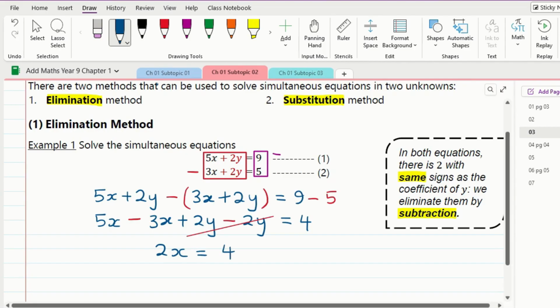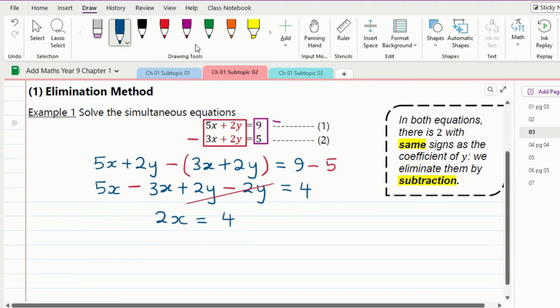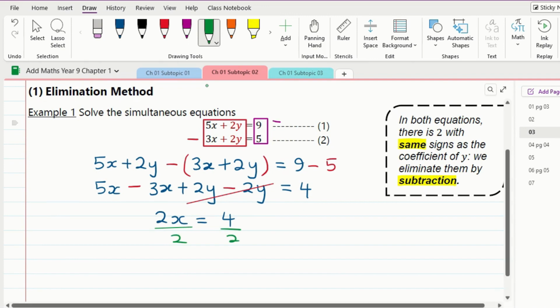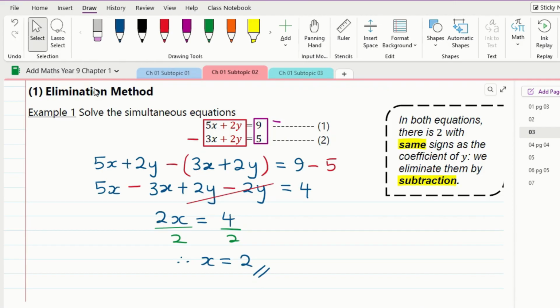Now this one, 2x equals 4. In order to solve it, we have to divide both sides by 2. So therefore, x equals 2. Now for simultaneous equations, it is not sufficient if you only find the value of x. You must also solve for y.